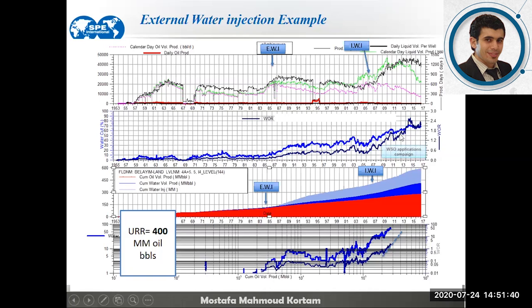If you extrapolate the water oil ratio, as we were discussing, till 50, where it represents an economic limit of produced oil and water, it would provide about 400 million barrels of oil to be ultimately recoverable.